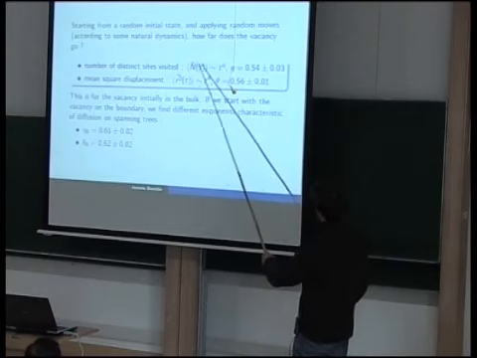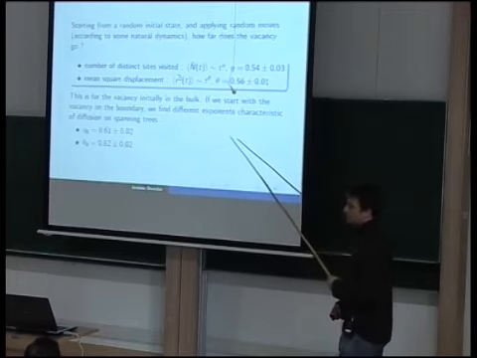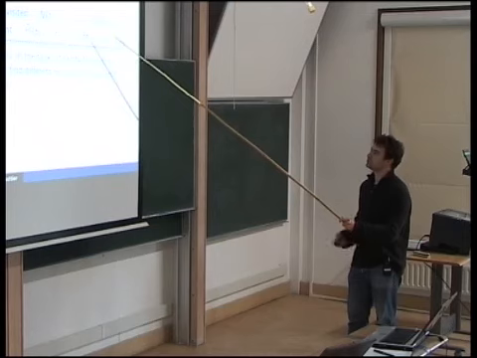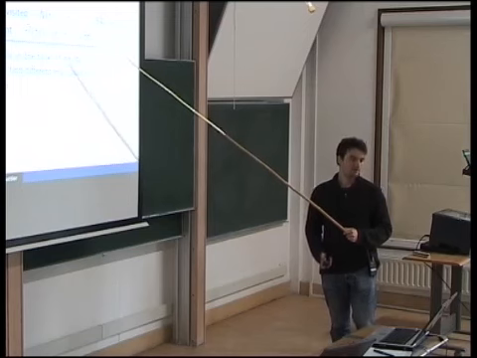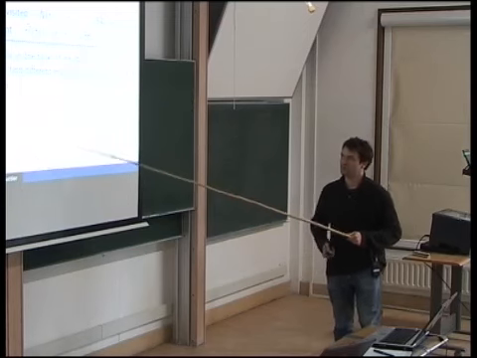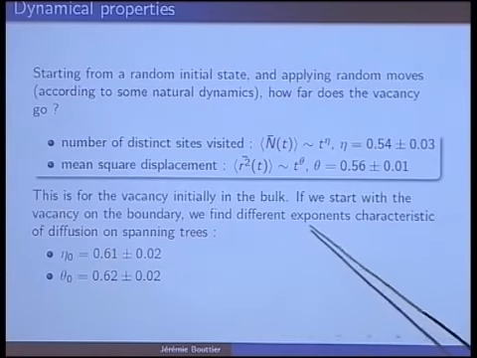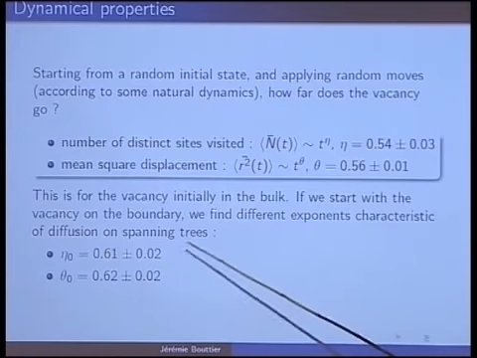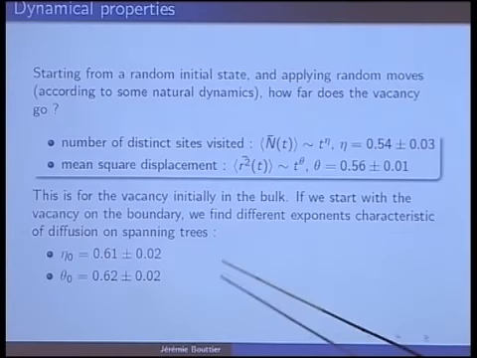And also another measure would be the mean square displacement. There is another exponent, so we don't really know if they are equal, but it doesn't rule out this possibility. And t is time. So you imagine you have a discrete dynamics or whatever. And this is for the vacancy in the bulk. But if you start with a vacancy on the boundary, we find different exponents which correspond to the diffusion on spanning trees, and we get these values.